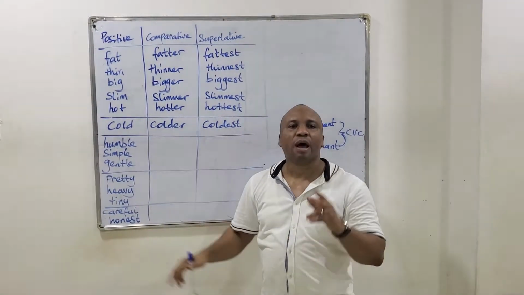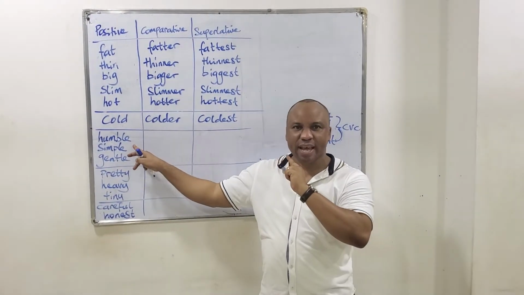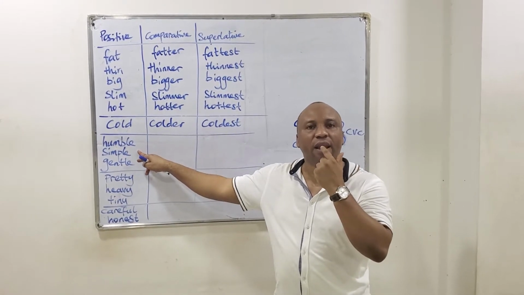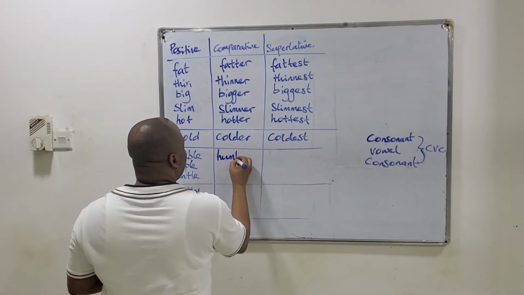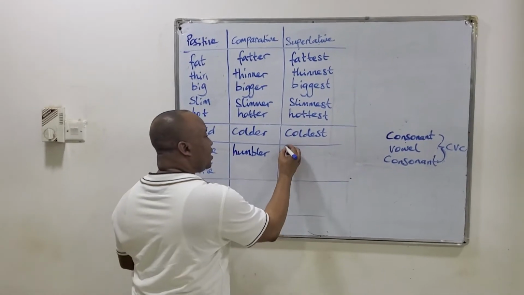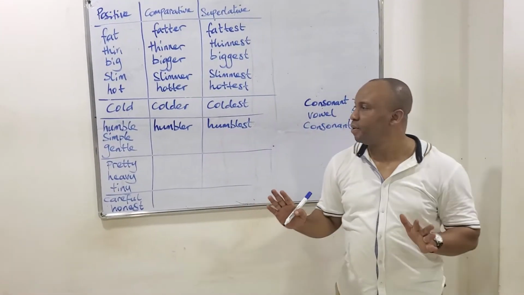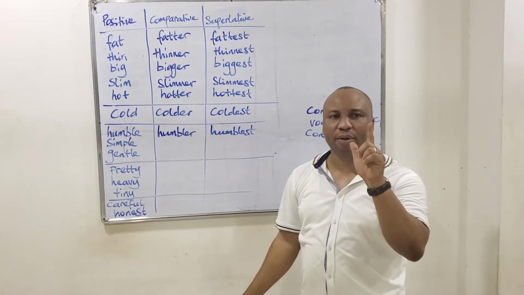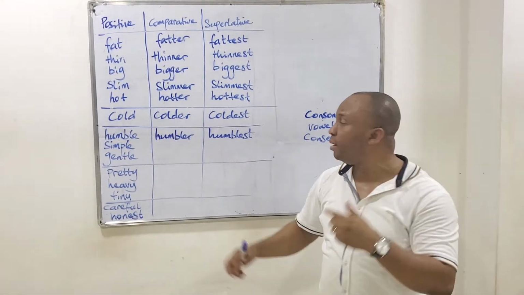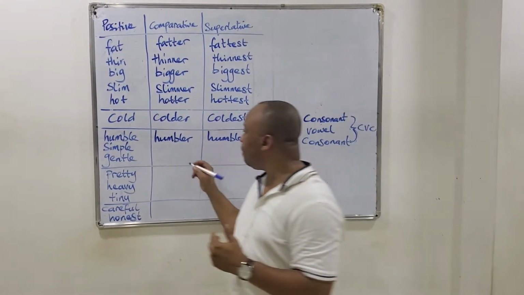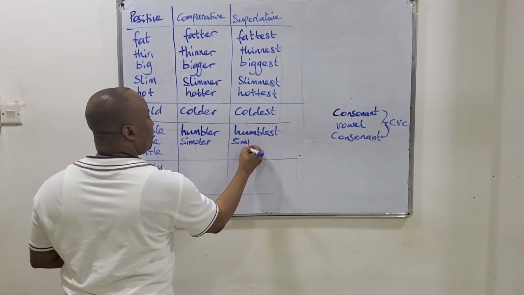Okay? So humble becomes humbler because there are 2 syllables, and the last letter is E, and there is that effect of L-E on your tongue. So we add R. Humble becomes humbler. The superlative, humblest. The same thing with simple. How many syllables? 2 syllables. Simple. And there is that effect of L-E on your tongue. What do we say? Simpler. Simplest.